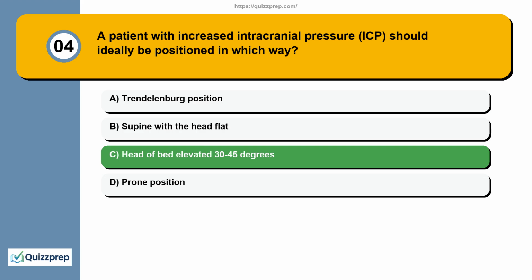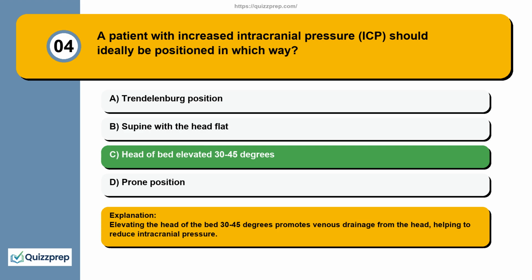Head of bed elevated 30 to 45 degrees. Explanation. Elevating the head of the bed 30 to 45 degrees promotes venous drainage from the head, helping to reduce intracranial pressure.